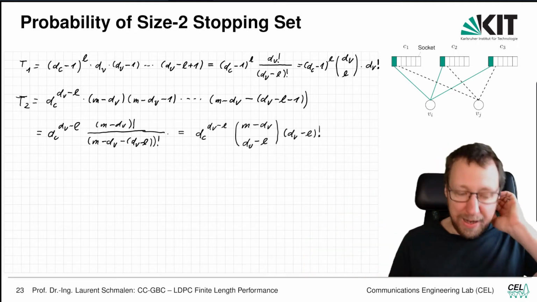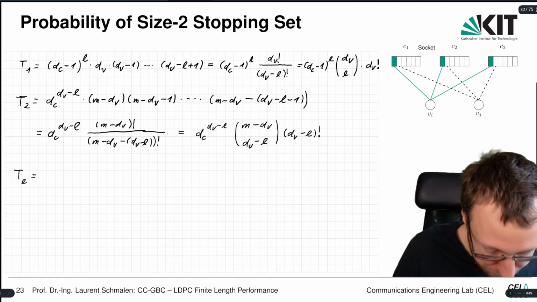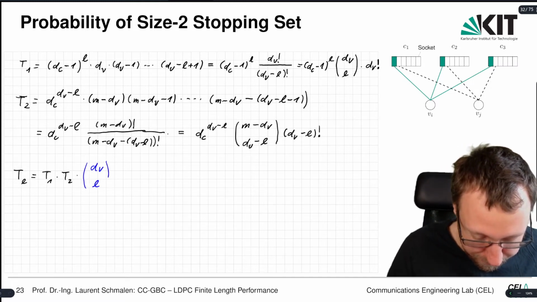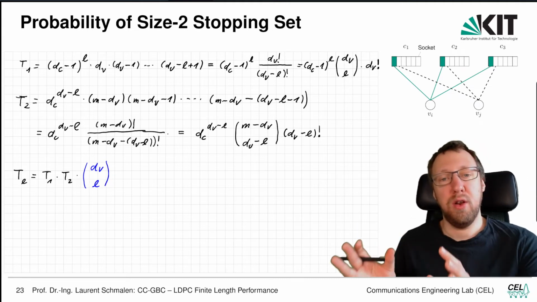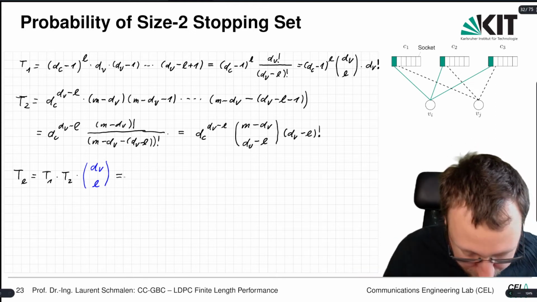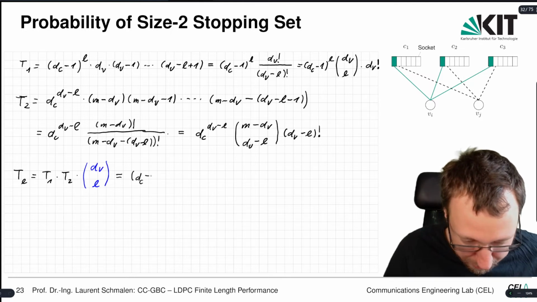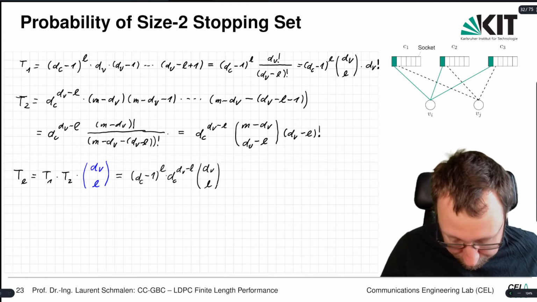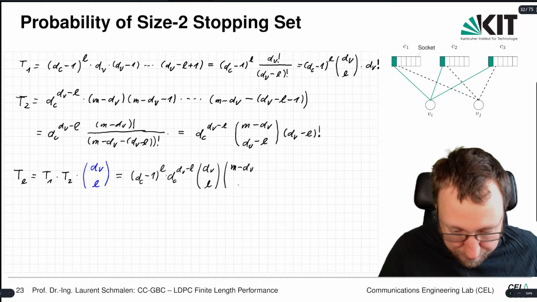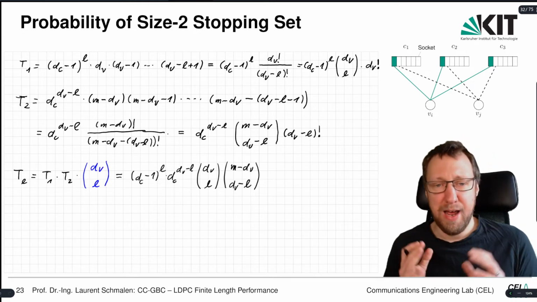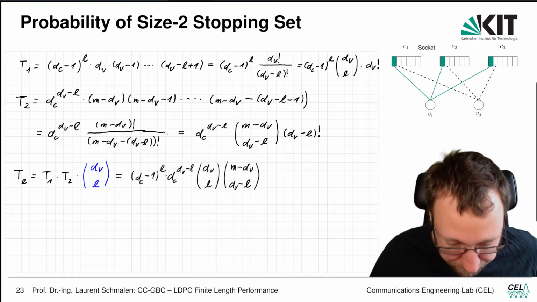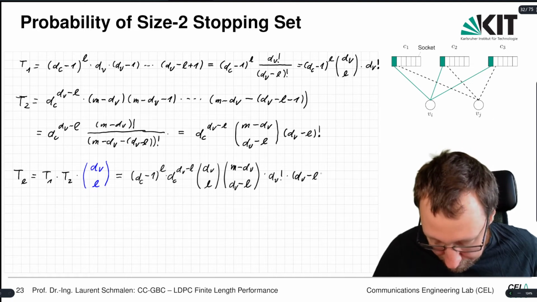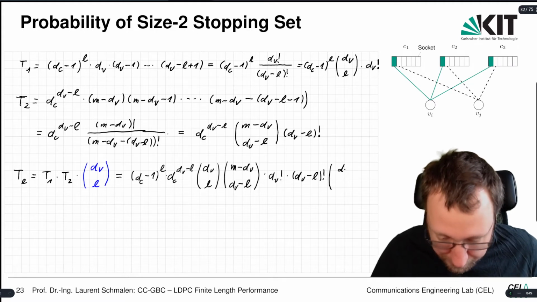Okay, so now we can put everything together. We can say that Tl is equal to T1 times T2 times this blue term, which is dv choose l. So let's put everything together. First the non-binomial terms and then the binomial terms. So this is equal to dc minus 1 to the power l times dc to the power dv minus l times m minus dv choose dv minus l times the remaining terms. Then we have dv factorial times dv minus l factorial times dv choose l. That's the blue term.